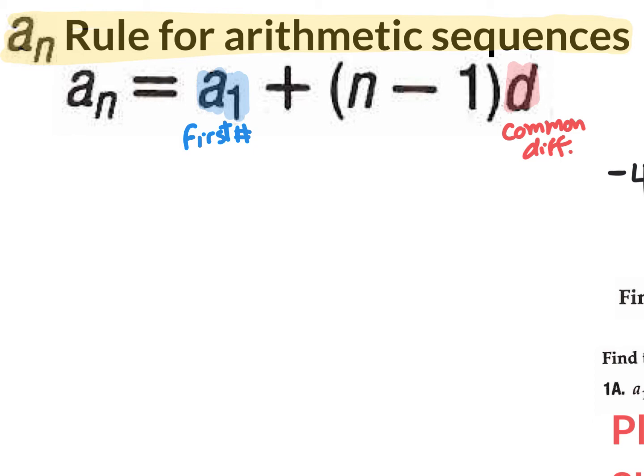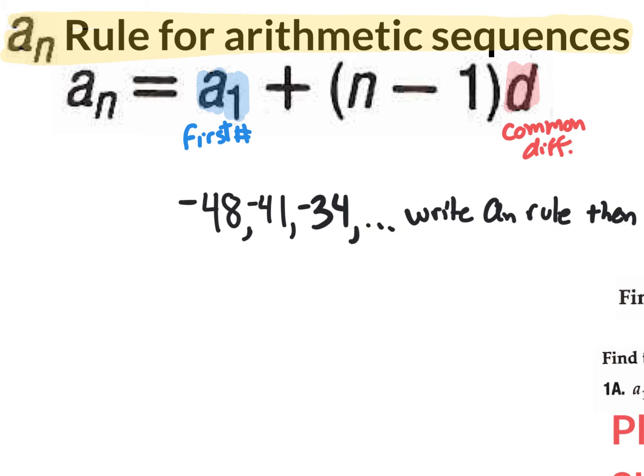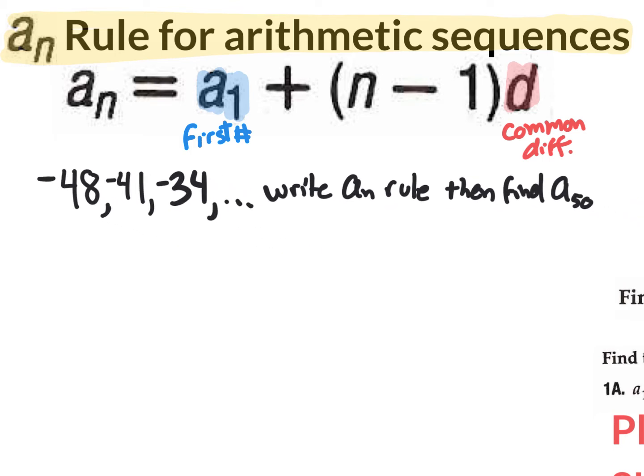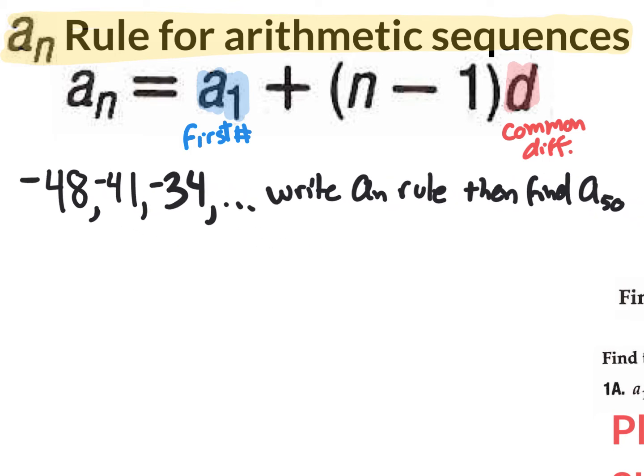Now, these notes are going to make it amazingly easy to find the 50th number, the 100th number, the 89th number, any number on your list. So once you copy down the a sub nth rule, let's jot down this first example. I gave you 3 numbers of an arithmetic sequence. The first number is negative 48, then negative 41, then negative 34. And I want you to write the a sub nth rule and then use that rule to find the 50th number. Okay?